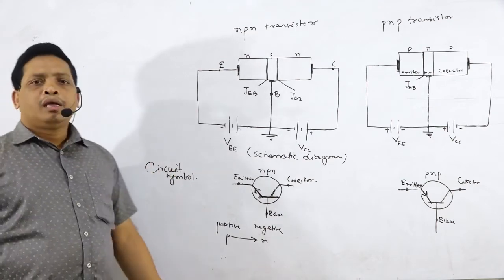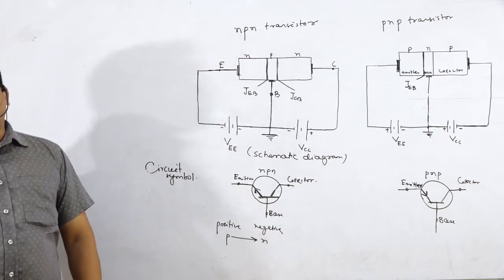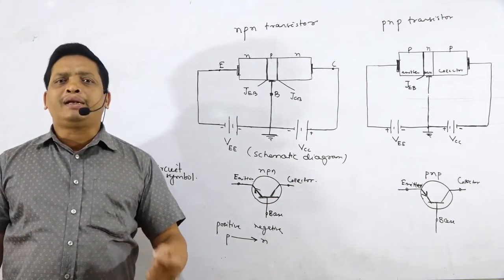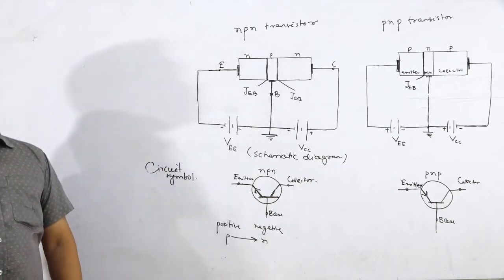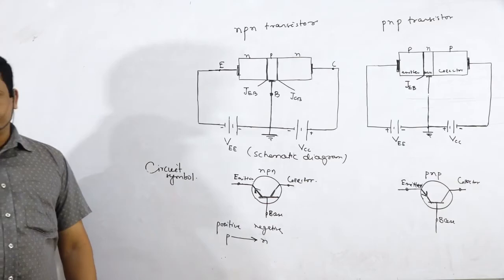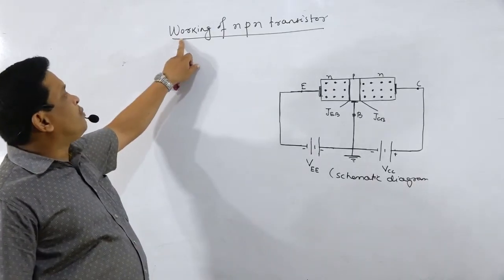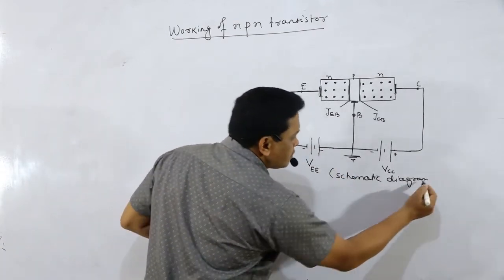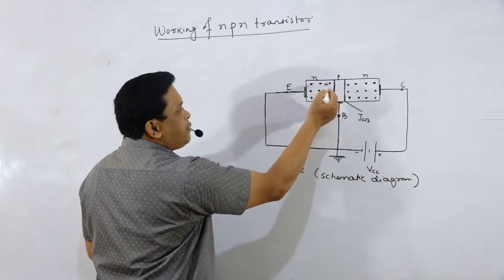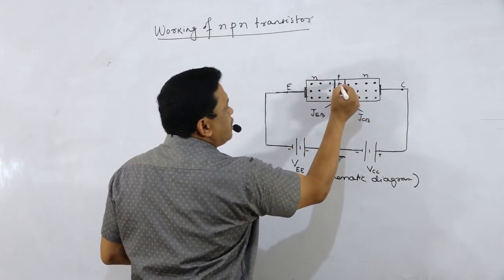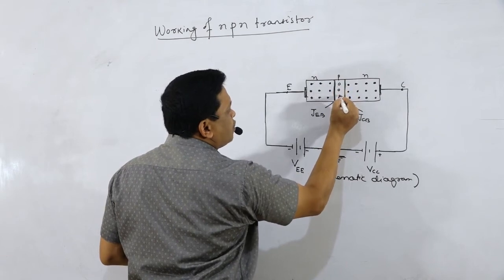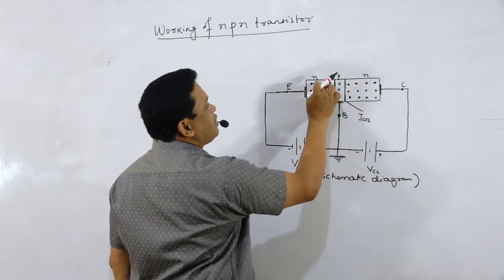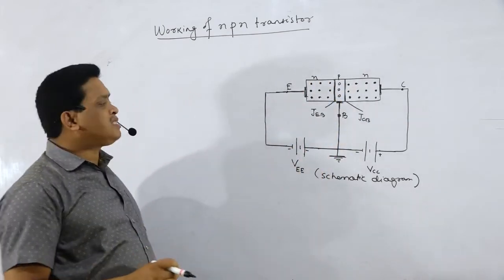Next we shall see how a transistor works, the working of a transistor. First of all we shall discuss the working of the NPN transistor and then the working of the PNP transistor. So look students, we are now going to discuss the working of the NPN transistor. This is the schematic diagram. This is N material, P material, N material. In the P material the holes are the majority charge carriers. In the N material the free electrons are the majority charge carriers.